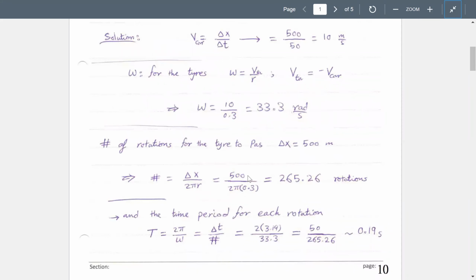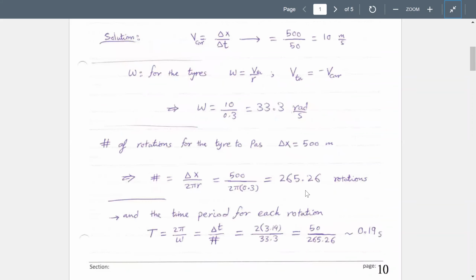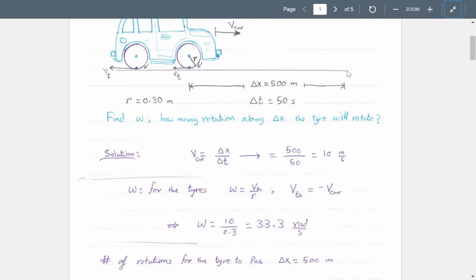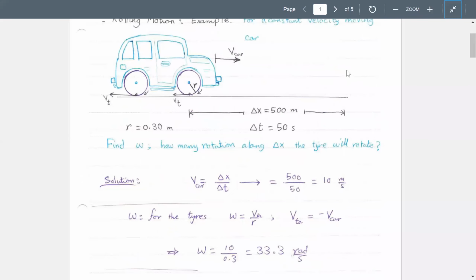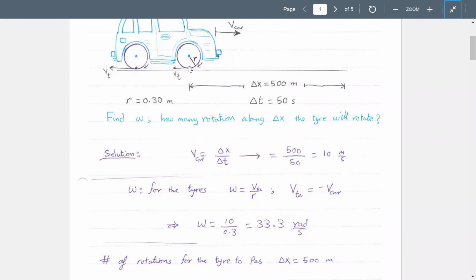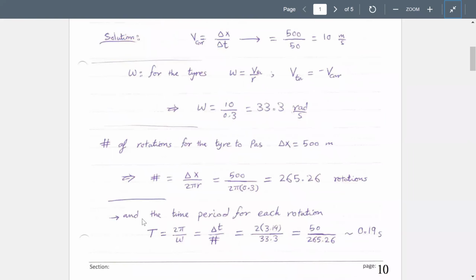So delta x, which is 500, divided by 2 pi r, which is 2 pi multiplied by 0.3, is equal to 265.26 rotations. So the tire will rotate 265 times to complete this distance. Okay. In this case, we connect a linear distance and a rotational distance, or the circumference of a rotating circle. Okay, what else do we need to find? What is the time?